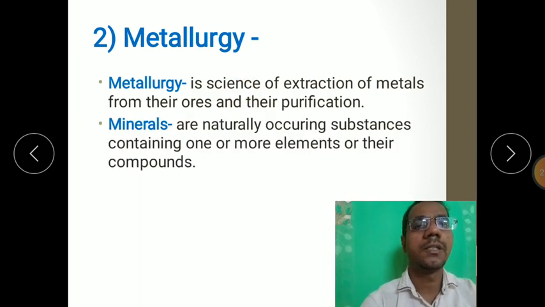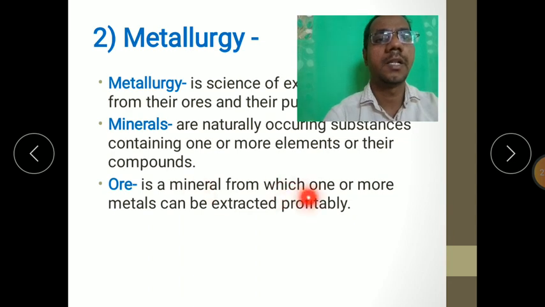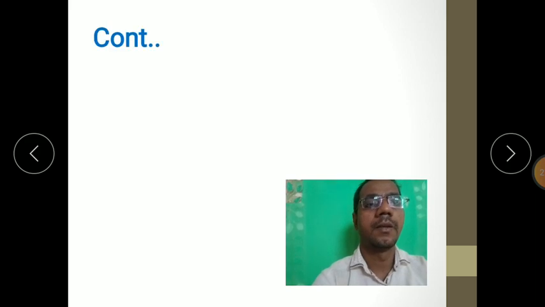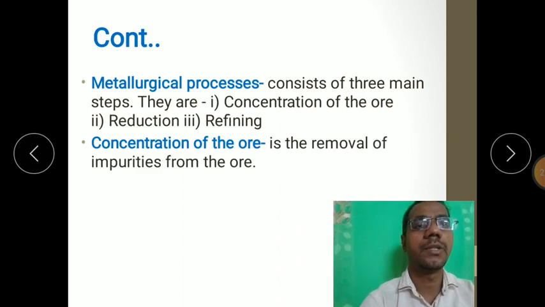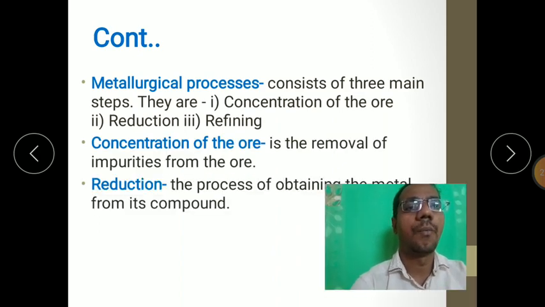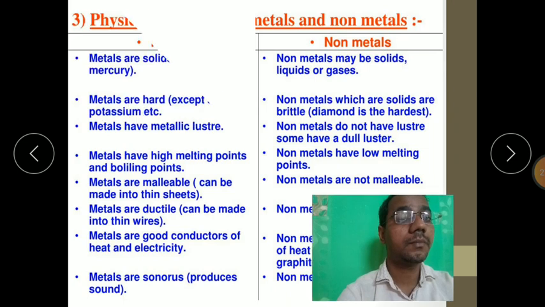What are minerals? These are compounds of one or more elements through which we can isolate metals, and they are found in mines. What is meant by ores? Ores are nothing but the minerals from which one or more metals can be profitably extracted. Next, metallurgical process. We have three metallurgical processes. Concentration of ore, it means removing the impurity. Reduction, obtaining the metal from its compound. And last, refining, it is the purification by removing the impurities, obtaining the pure metal.